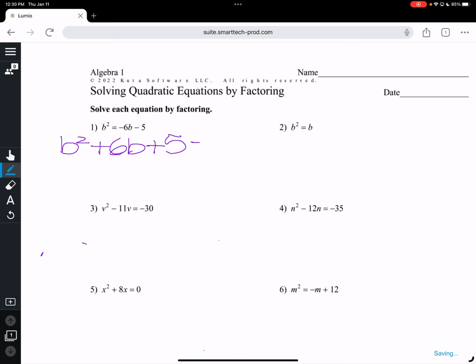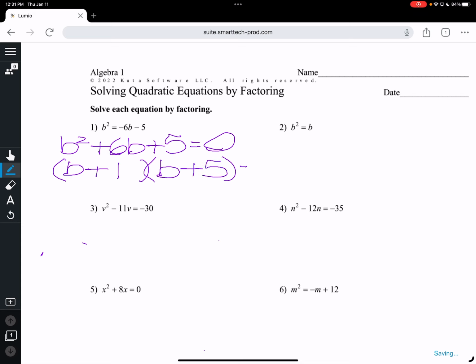Now, let me say this also. If you were working this up and maybe the numbers on the right side of the equal mark were in a different order, and you moved it over and you had 6b plus 5 plus b squared, rearrange it so that you have the b squared and then the b and then the constant. All right, so factor. What do you get that when we multiply to get 5, we add to get 6? It's 5 and 1. Yes, so we're going to have b plus 1, b plus 5.